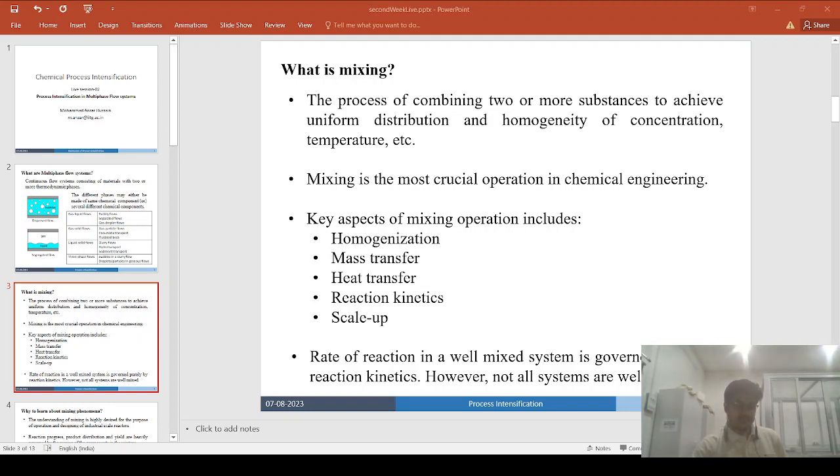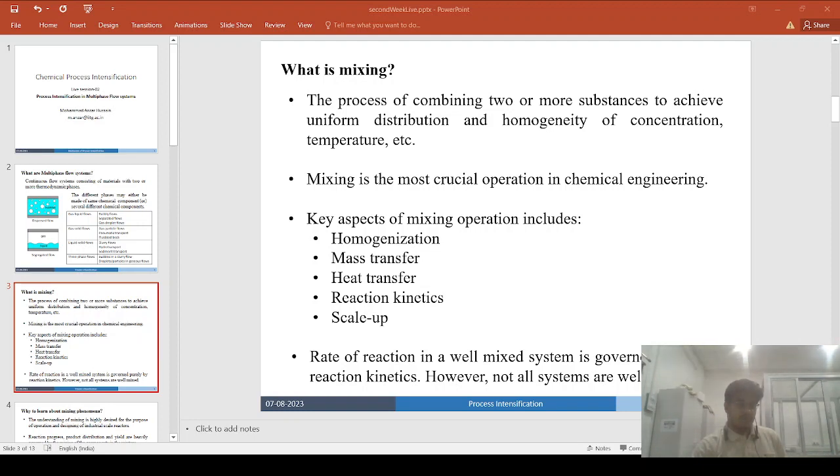And then comes the scale up. Not all systems scale up well, especially the systems where mixing is involved. In the micro reactor you might see that mixing is happening very well between the two phases, but the same cannot be true if you just increase the micro reactor scale by another order. So in such cases the mixing may fail.